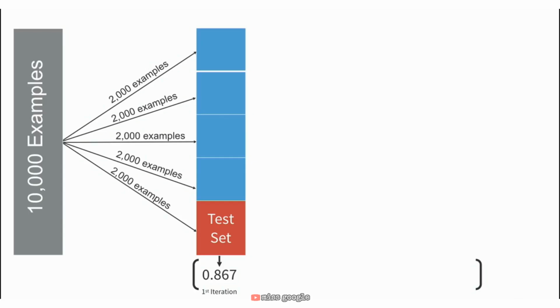To be clear, this is all handled under the hood in scikit-learn. You don't have to manually implement any of these steps, but it is really useful to understand what is actually happening and why we use this. After the first iteration, it will store the model's performance on that holdout test set. Here we're saying that's 0.867. In other words, it was able to generalize and make a correct prediction on 86.7% of these examples that it did not see during training.